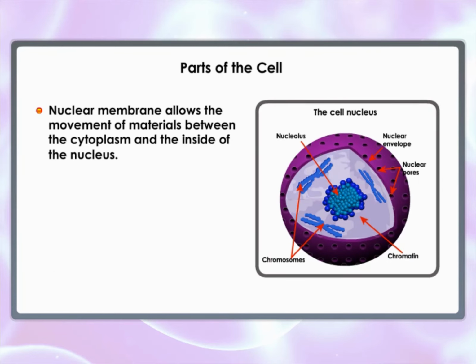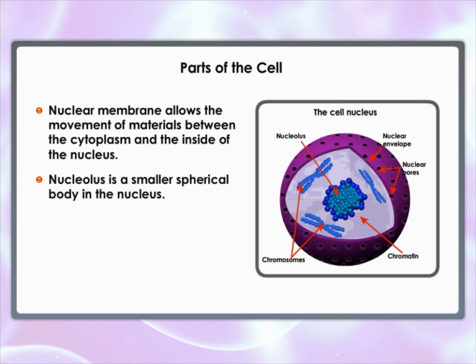Nucleus is an important component of the living cell. It's generally spherical and located in the center of the cell. It can be stained and seen easily with the help of a microscope. Nucleus is separated from the cytoplasm by a membrane called the nuclear membrane. This membrane is also porous and allows the movement of materials between the cytoplasm and the inside of the nucleus.